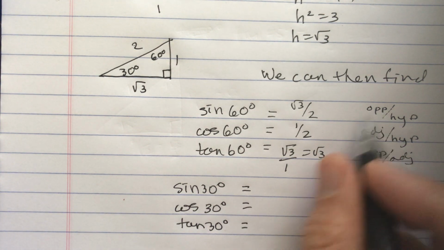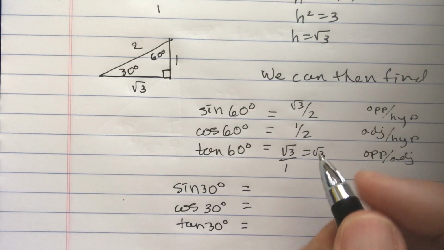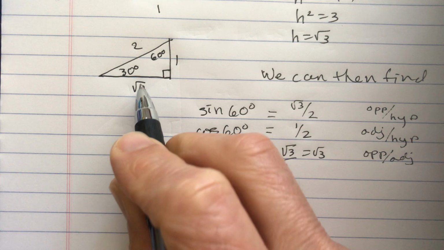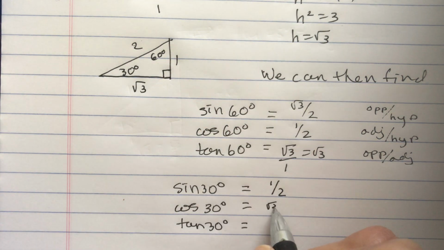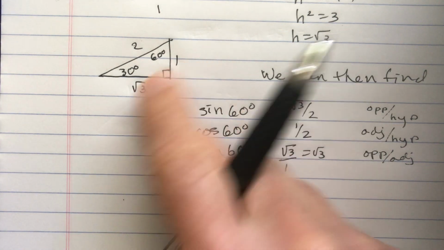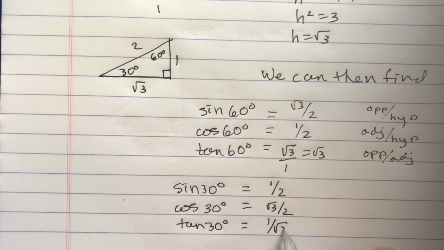But for opposite over hypotenuse for sine, we're going to get 1/2. Adjacent over hypotenuse is rad 3 over 2. And then opposite over adjacent is 1 over rad 3.